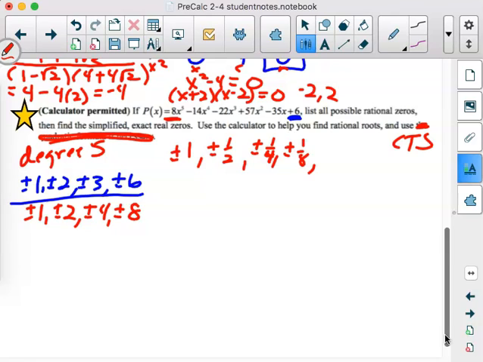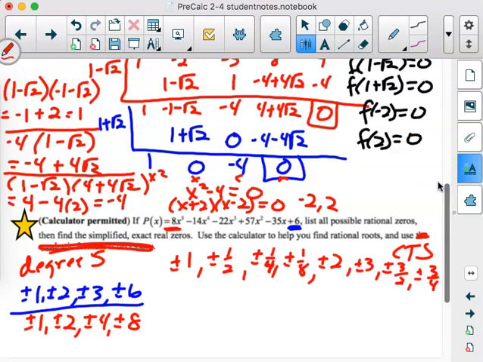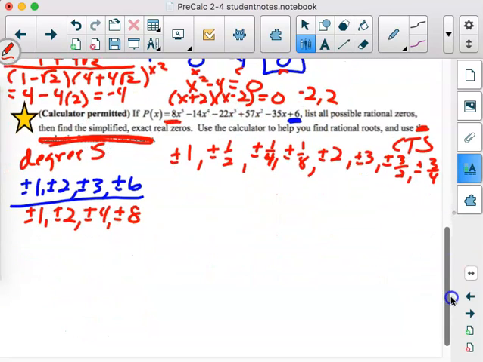Now we go back with the 2 on the top. 2 over 1 is 2. 2 over 2 is 1, already on our list. 2 over 4 is 1/2, already on our list. 2 over 8 is 1/4, already on our list. We don't write them down twice. Then we need 3 over 1, 3 over 2, 3 over 4, that one's not there yet. And, oh, it flipped down here. 3 over 8.